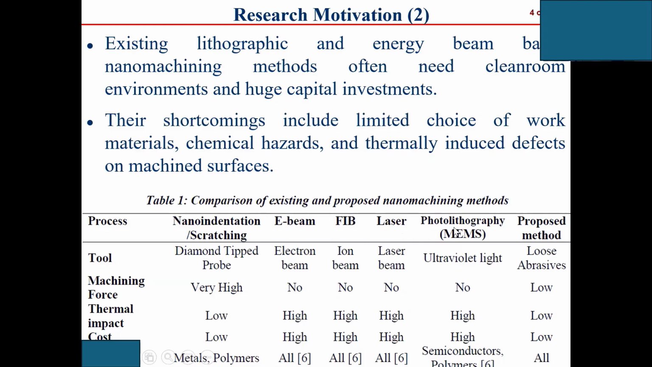Another one is the photolithography method. This is for MEMS. The tool used in this method is ultraviolet light. Machining force is none because they are using light. Thermal impact is high also, and the cost is very high because you need to have this ultraviolet light system. Materials that this method can be used for include semiconductors and polymers.